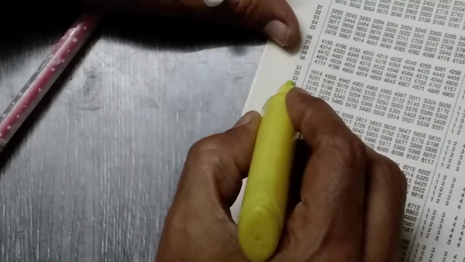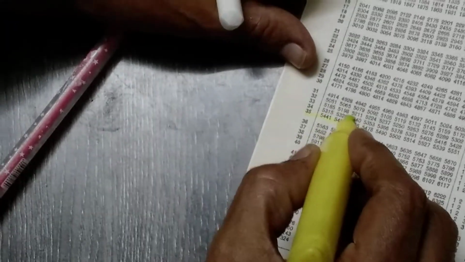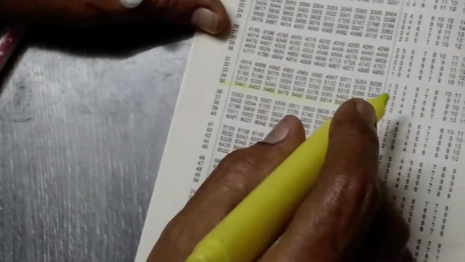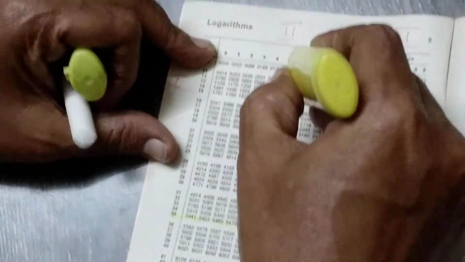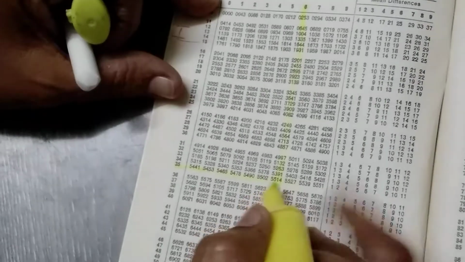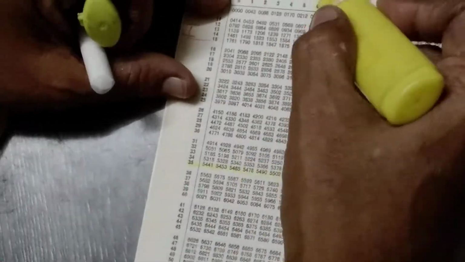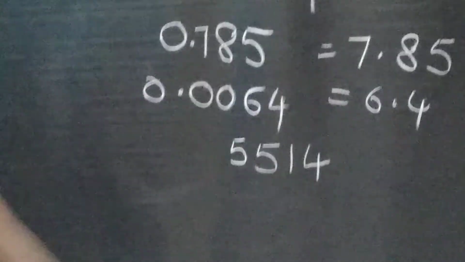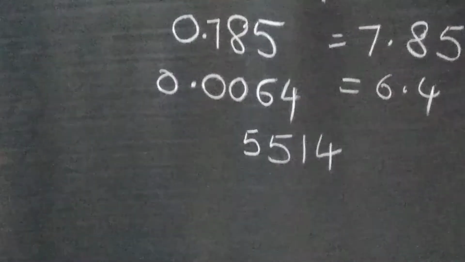First part I take 35, and next we should take 6. So this is our second part, 6. What is this value? 35 coinciding with the second part 6 gives 5514. Now see the third part, that is 7th part.